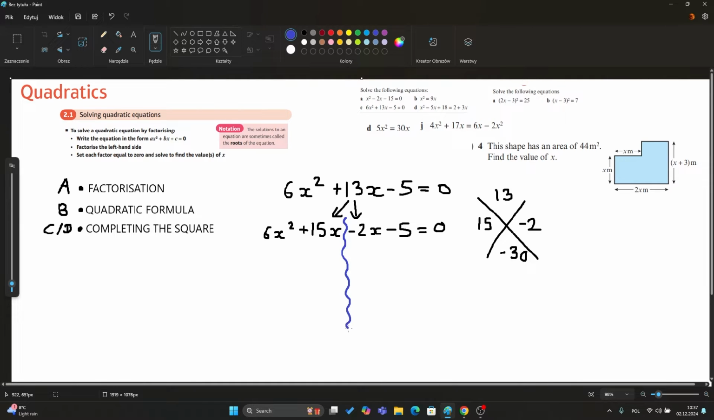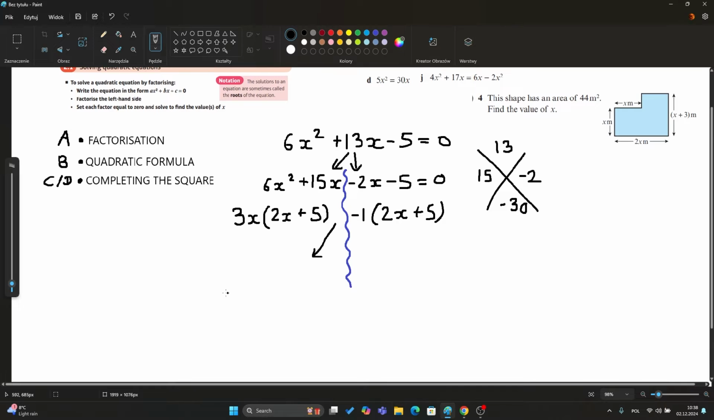Now here we have 3x as a common factor, so that will be 2x plus 5, and here we got minus 1 as a common factor, and that is 2x plus 5, and then those together give us 3x minus 1 and 2x plus 5 equals to 0.